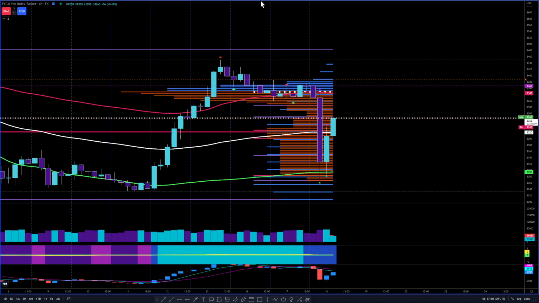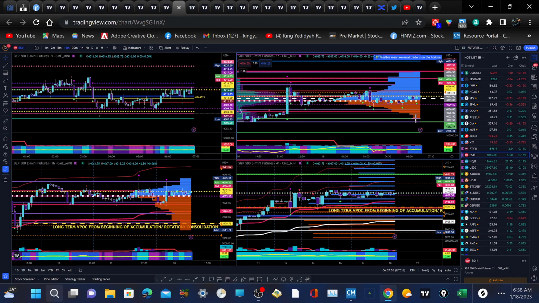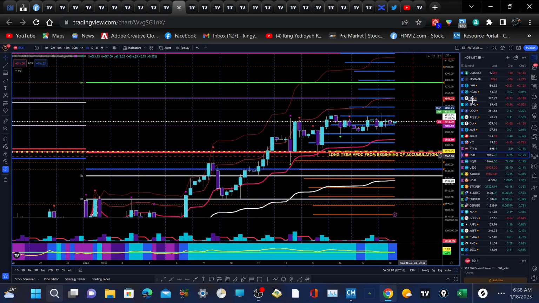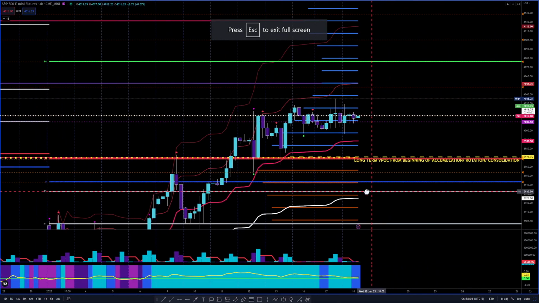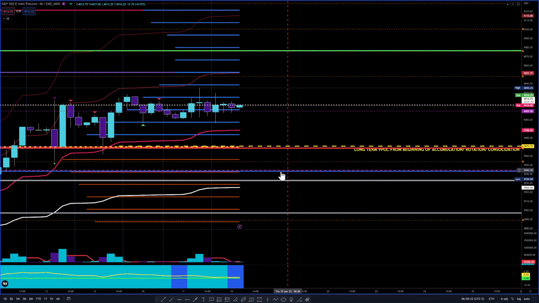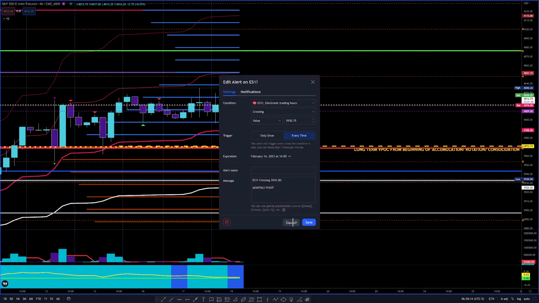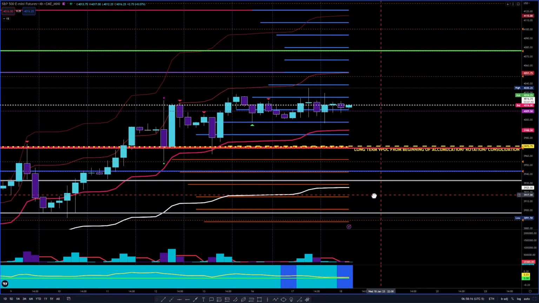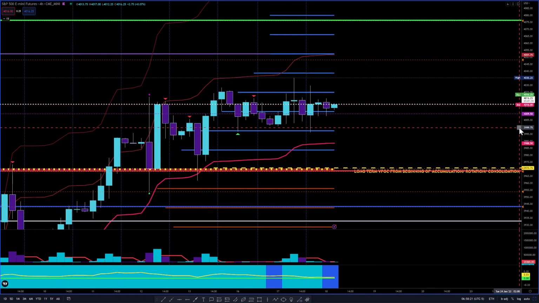Let's see here. Let's go to the ES1. Right, so this is the 4-hour time frame. Wait, don't do that, leave that right there. All right. Try and make this big enough so you can see.